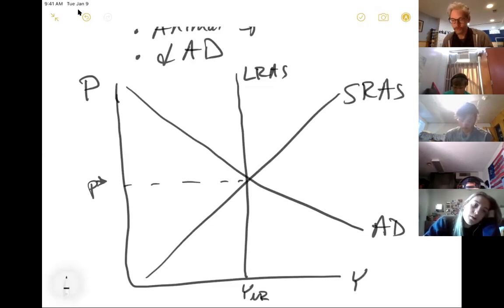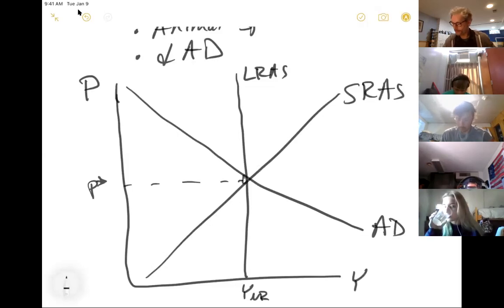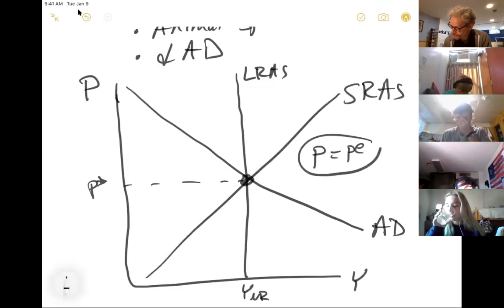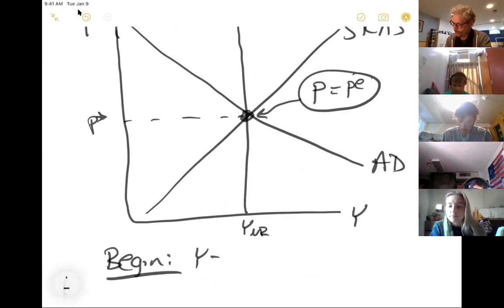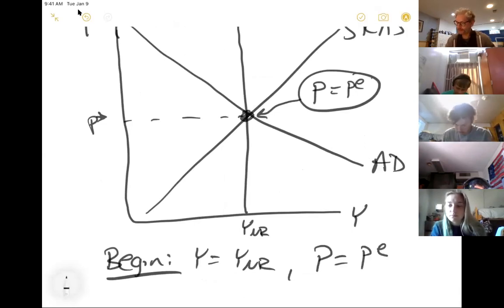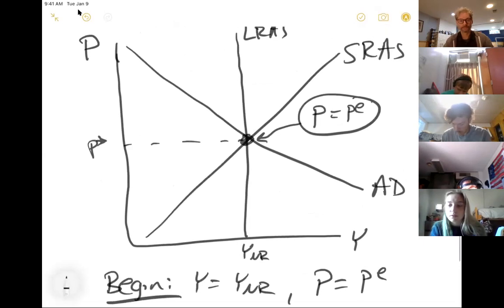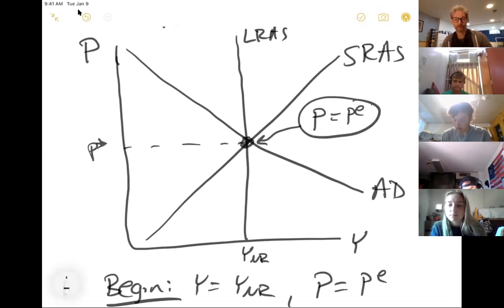All right, so here we are. Let's assume that we start in our long-run equilibrium. Here's our long-run equilibrium. And what's true, as we talked about yesterday, in the long run is that we're right here at the natural rate. We begin with output equal to the natural rate of output, and the actual price level equal to the expected price level. So we're starting out in what we'll call our long-run equilibrium.